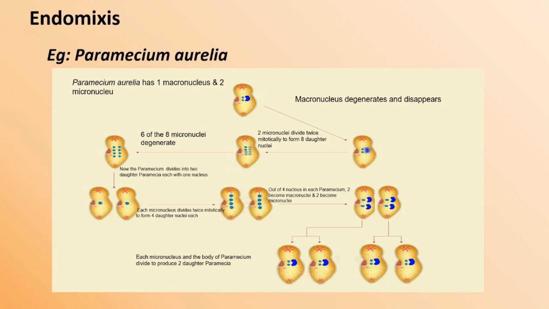Now, the Paramecium divides into 2 daughter paramecia, each with 1 nucleus. Each micronucleus divides twice mitotically to form 4 daughter nuclei. Out of the 4 nuclei in each Paramecium, 2 become macronuclei and 2 become micronuclei. Each micronucleus and the body of the Paramecium divide to produce 2 daughter paramecia. As a whole, endomixis of Paramecium aurelia yields 4 daughter nuclei from one single parent.